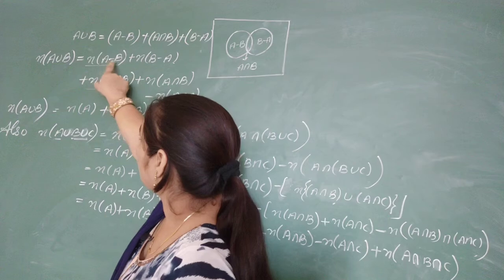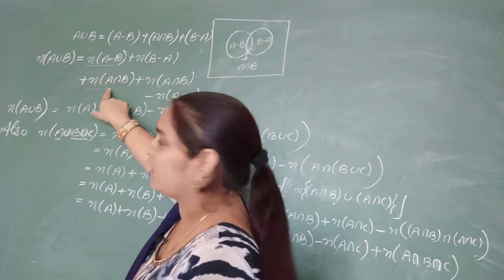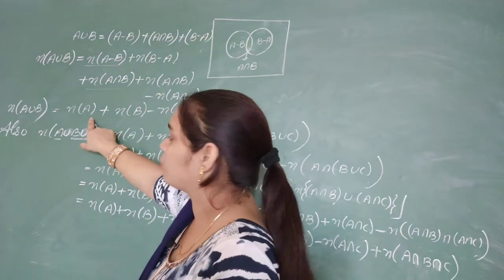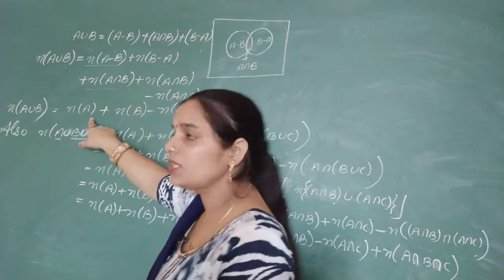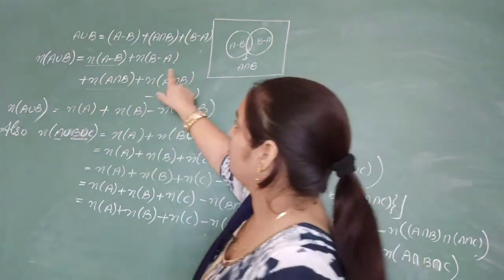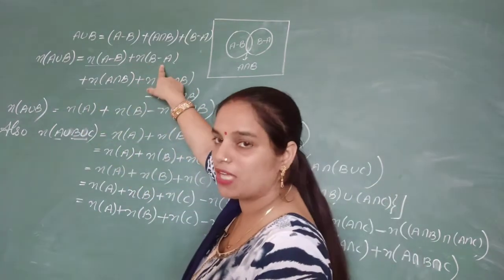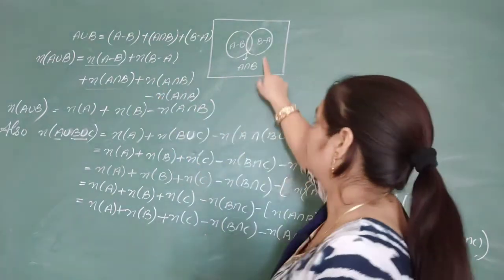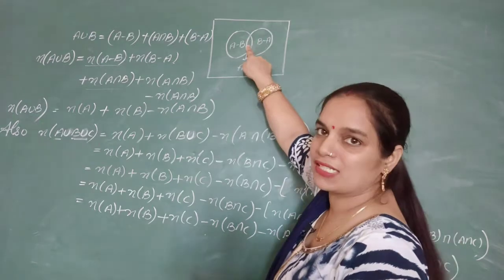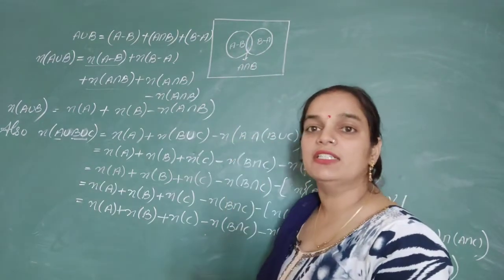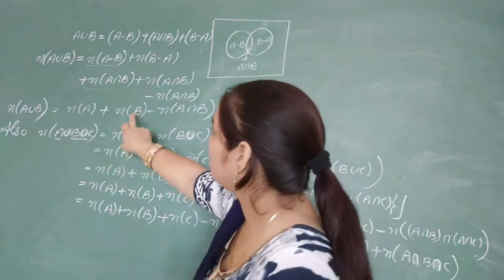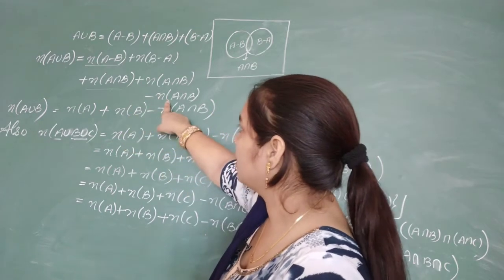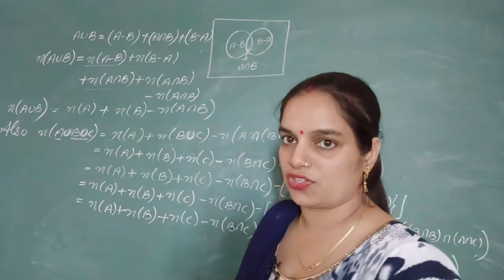So the number of elements in A minus B and the number of elements in A intersection B will become the number of elements of set A. Same as when we combine the number of elements in B minus A and the number of elements in A intersection B. Look here, B minus A and A intersection B. It will become the set B, and the last term, the number of elements in A intersection B, will remain here.